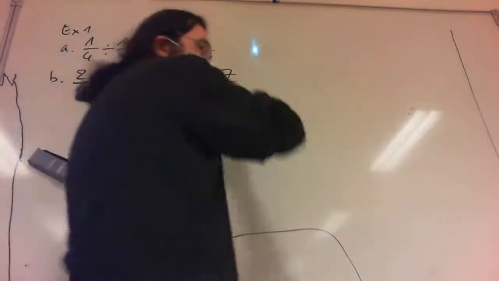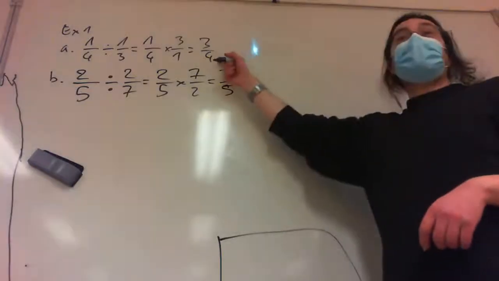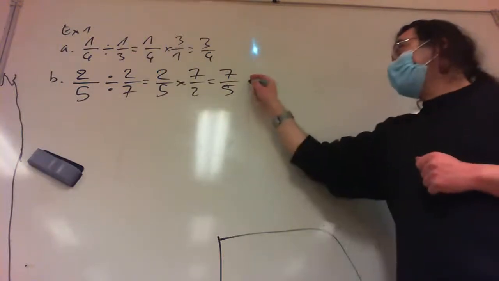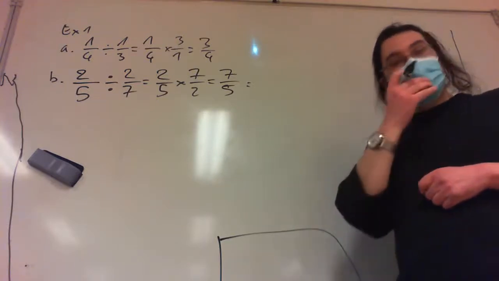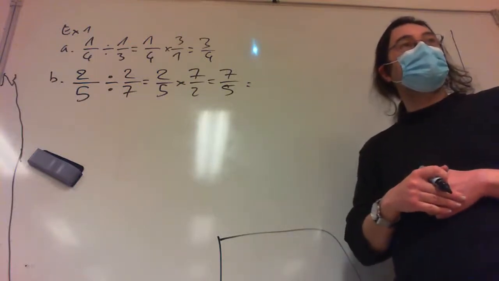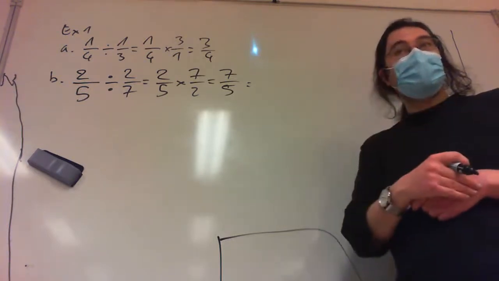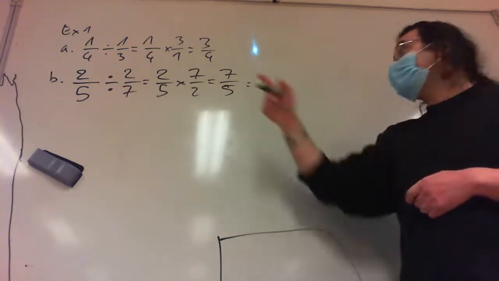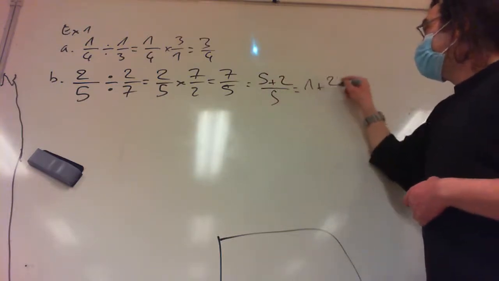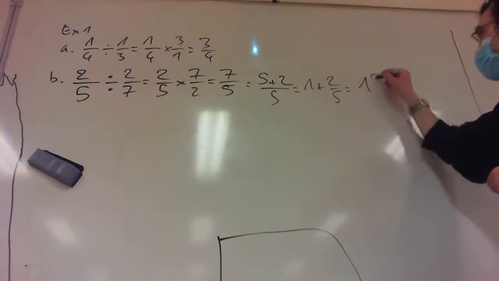And now you can write this as a mixed number. Because 7 is greater than 5. 3 was less than 4, so you couldn't write it as a mixed number. But since 7 is greater than 5, you can write it as a mixed number. It's easy. It's equal to 1 and 2/5. Because here that's 5/5 plus 2/5. So that's 1 plus 2/5. So it's indeed 1 and 2/5.